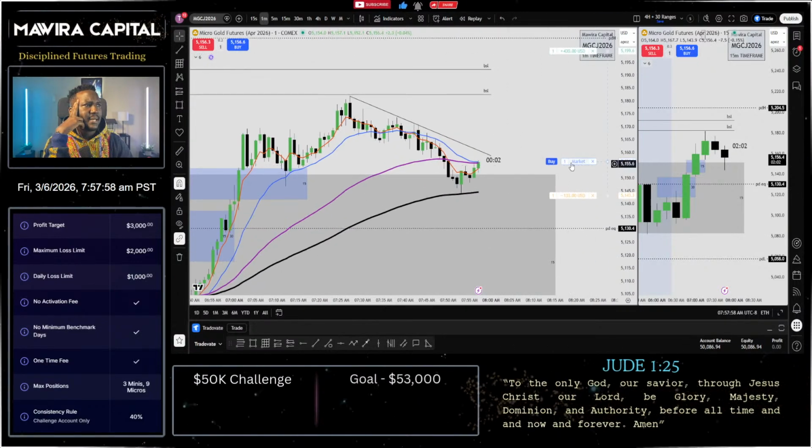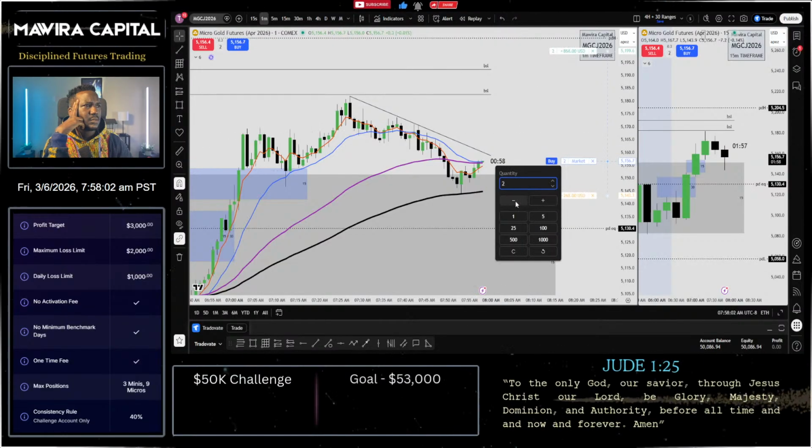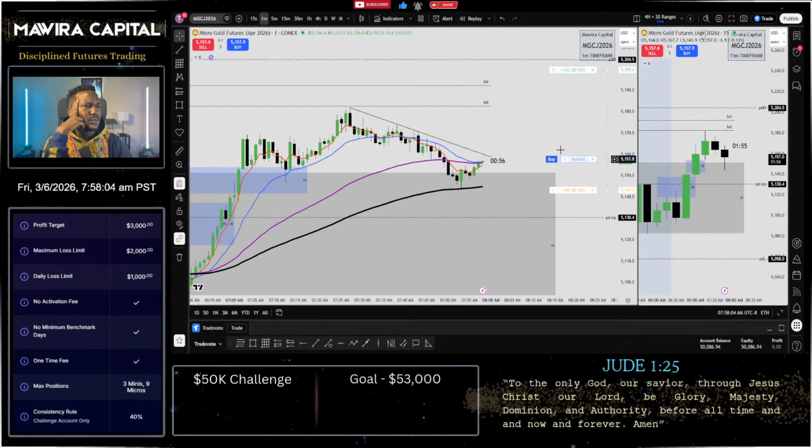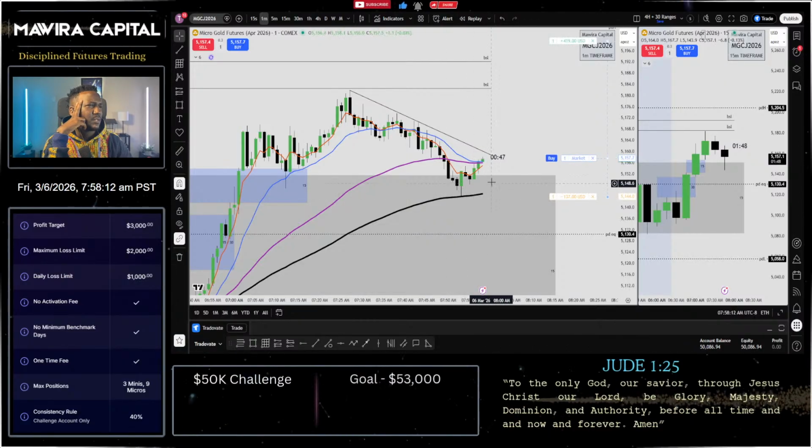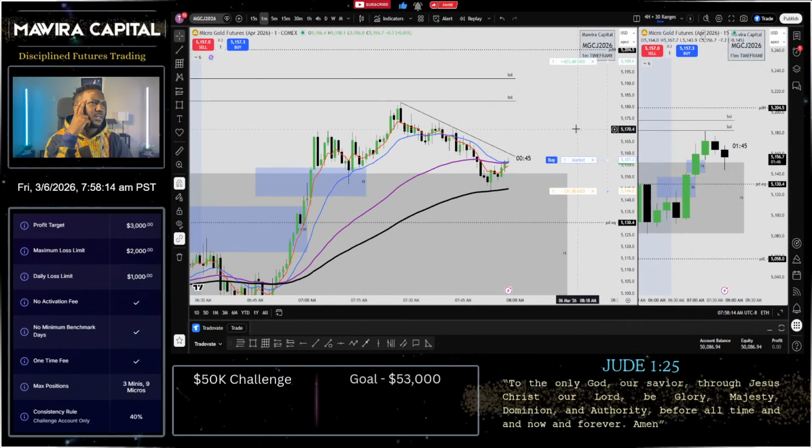So can I add this to... No, it's too much. So whatever, I think we're going to get an entry here and I'm going to take it. Just make sure my stop loss is below that low.